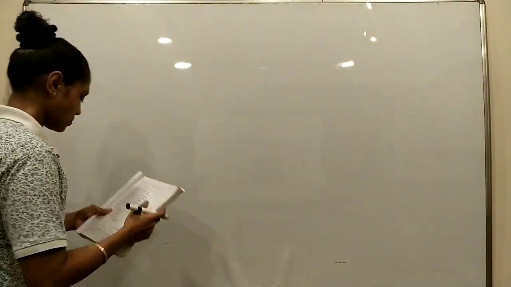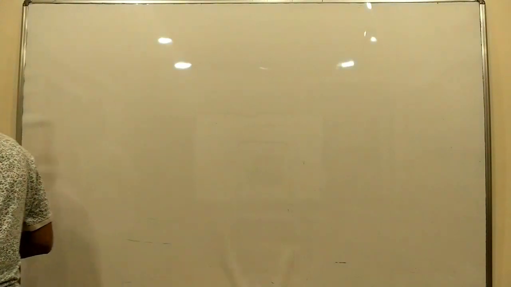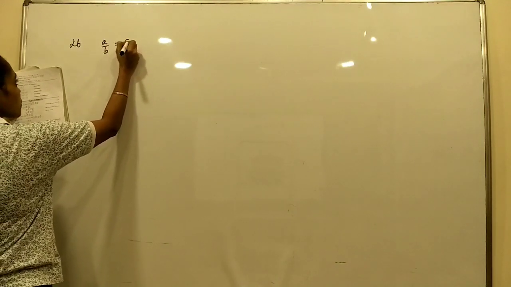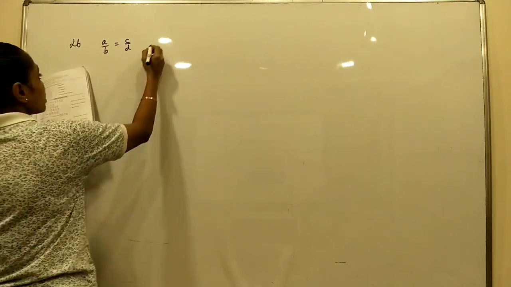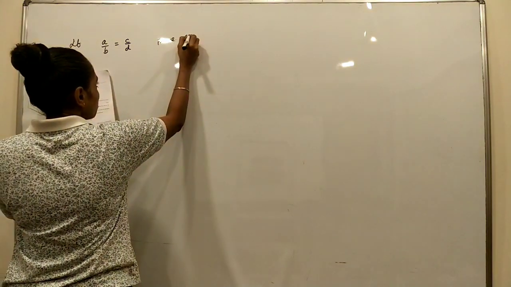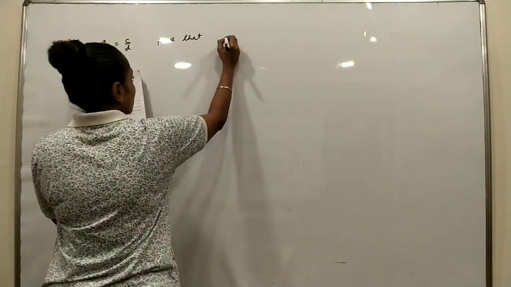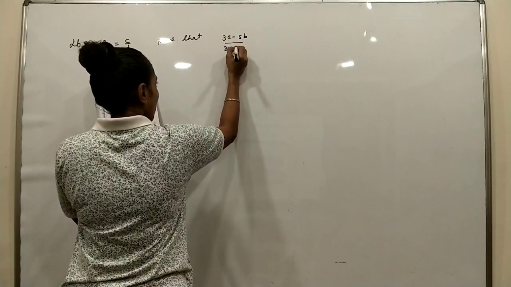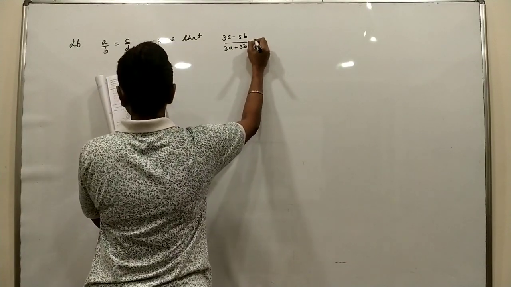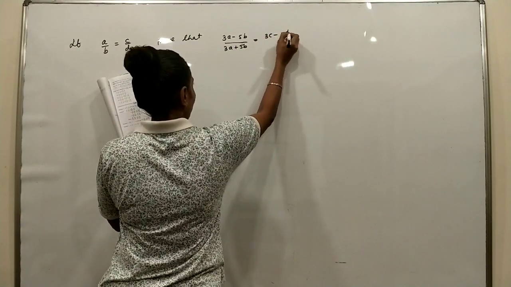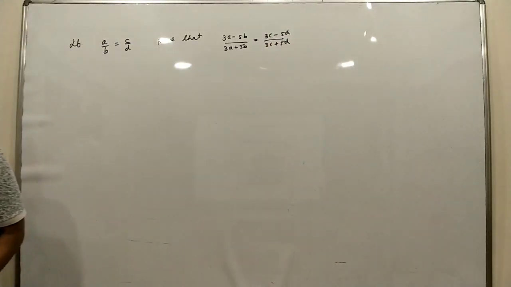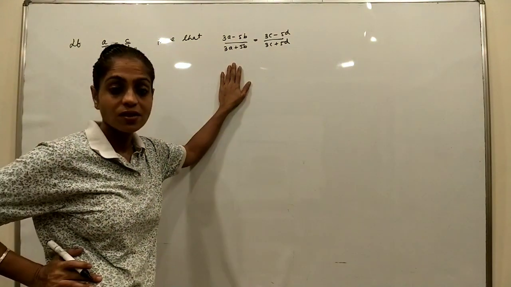Example number 1. If A upon B equal to C upon D, then prove that 3A minus 5B upon 3A plus 5B equal to 3C minus 5D upon 3C plus 5D. Okay.